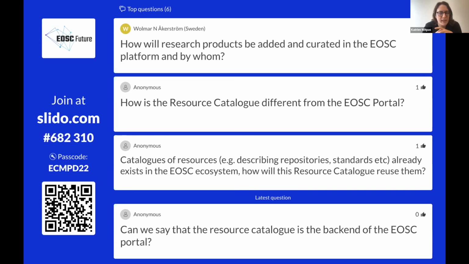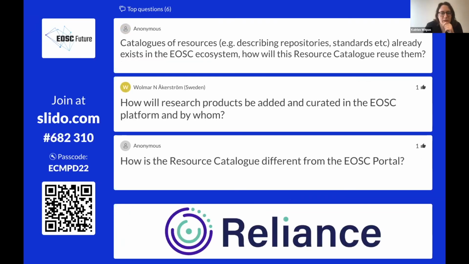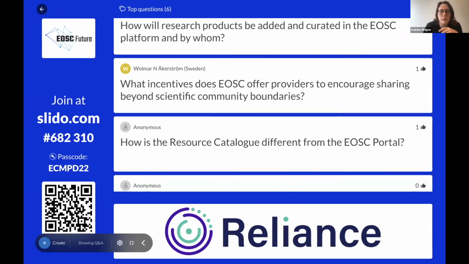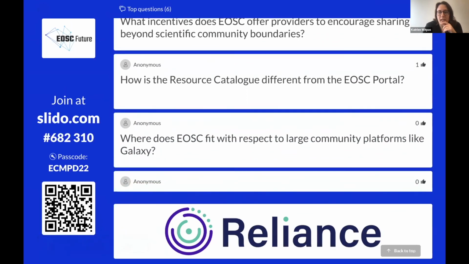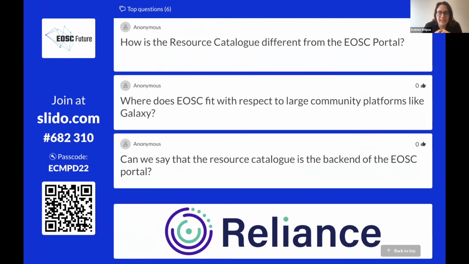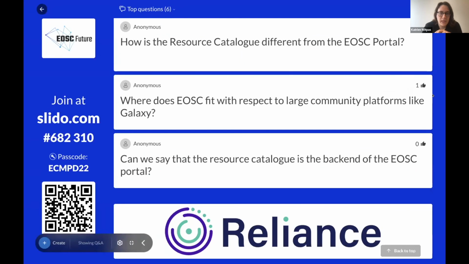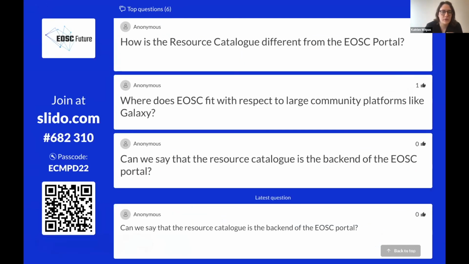I saw that in the meantime, someone's posted another question about the resource catalog, namely someone mentions that catalogs of resources, for instance, describing repositories and standards already exist in the EOSC ecosystem, and is asking how will the resource catalog reuse them? Can I take this one? Go ahead. Yes, they will all be reused.